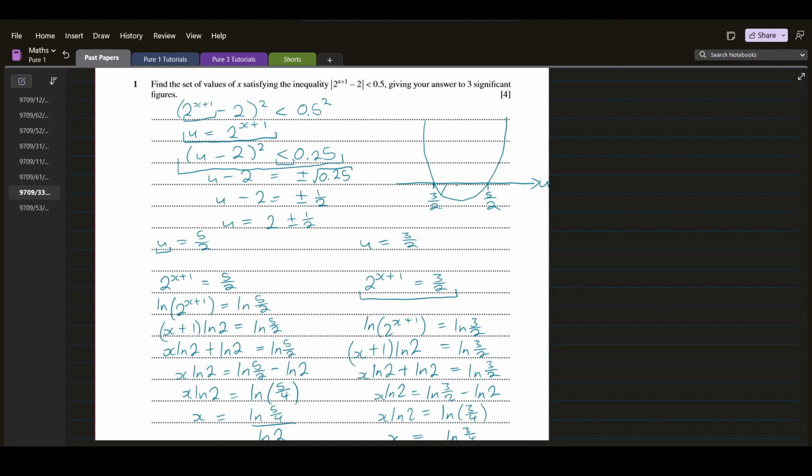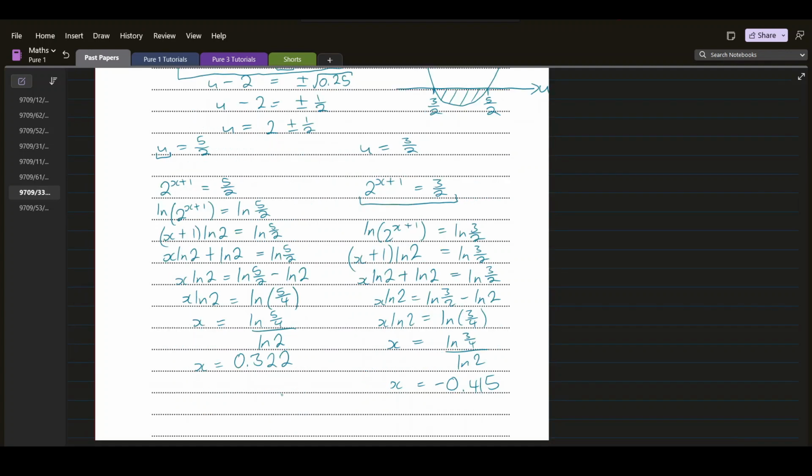So this means that this is the region that we want. But remember that we're giving our answers in terms of x. So instead of using the values for u, we use the values for x. x is between negative 0.415 and 0.322, and this would be our final answer.